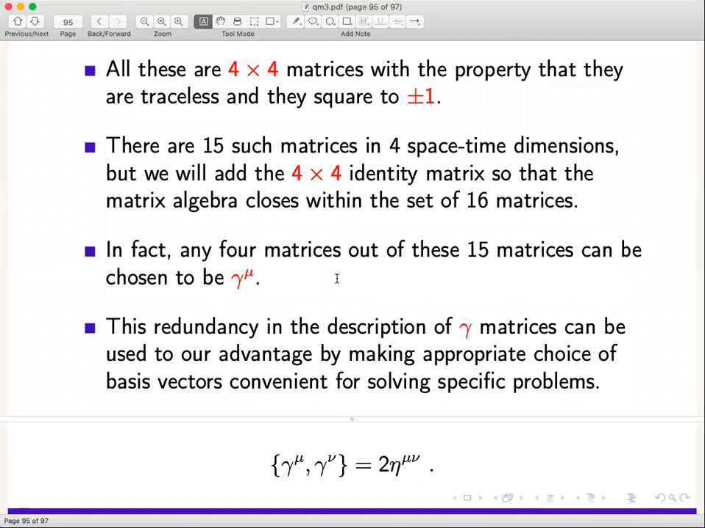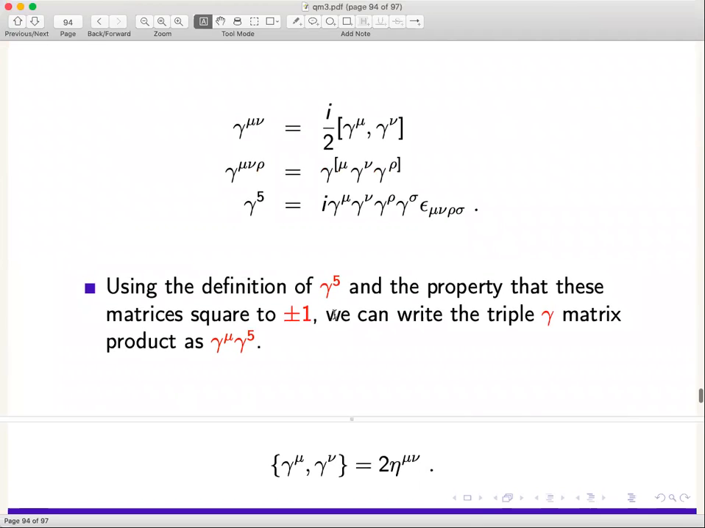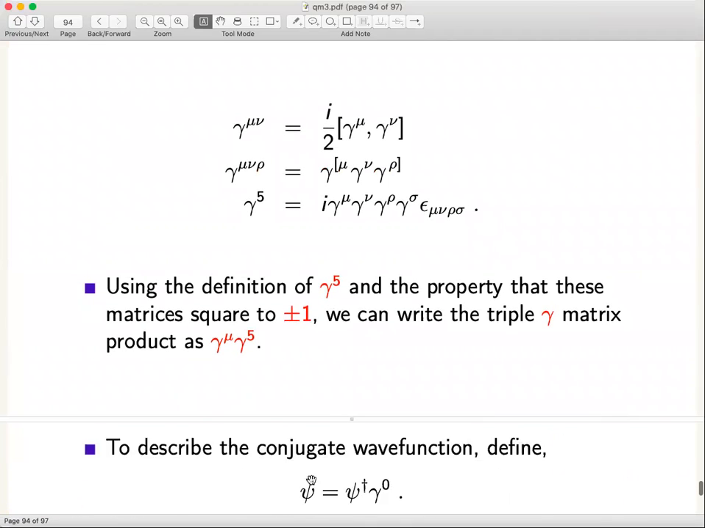Now, if you try to write down these objects, all these things. Okay, so maybe I can write this stuff down now.